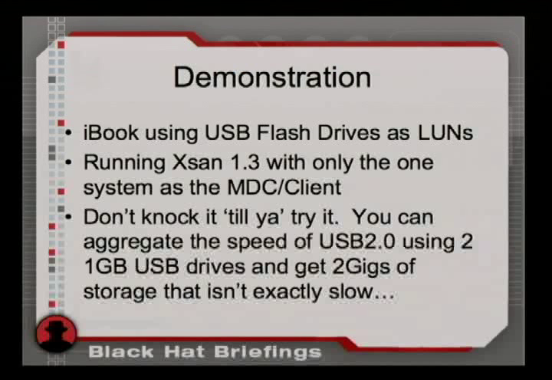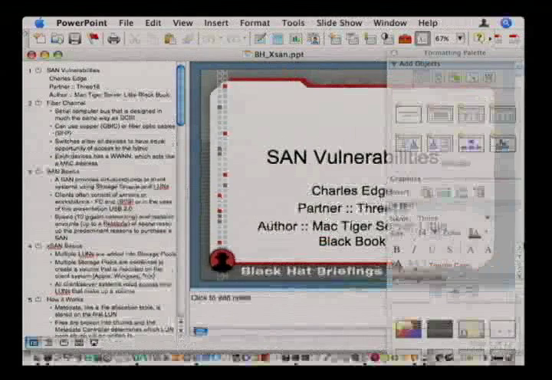In my case, I mentioned this earlier, but I'm using my USB flash drive as my main LUN. And I'm running Xsan 1.3. One really kind of cool thing about doing that is at home I've got two 1 gig USB drives, and I've aggregated them so that I get 2 streams of USB 2. So it's actually a lot faster than a regular USB jump drive. It's about twice as fast, and it's 2 gigs of space. So that's kind of cool.